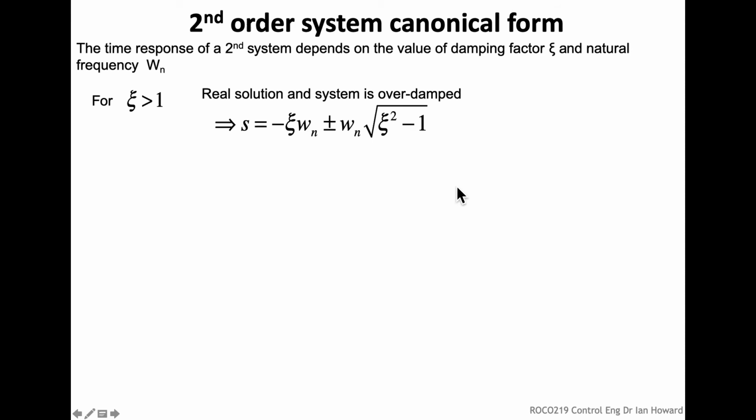And this is basically the solution with a real solution, right? So we've got S equals minus zeta omega n plus or minus omega n square root zeta squared minus 1.